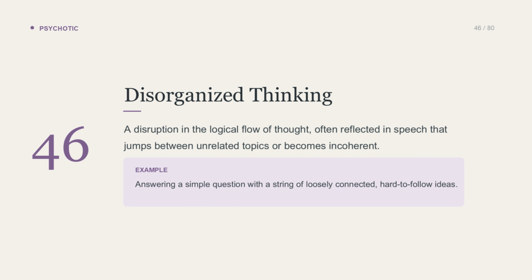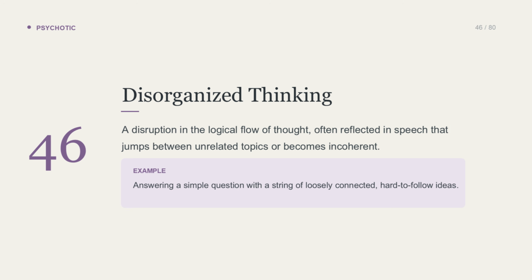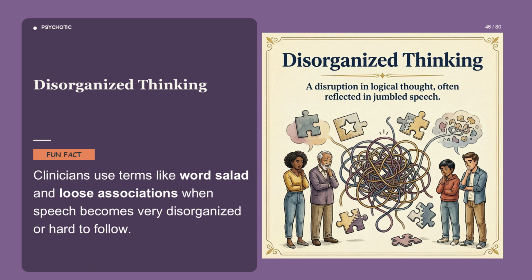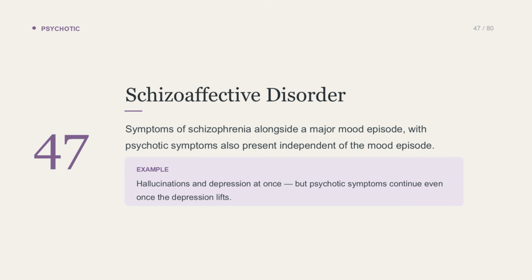46. Disorganized thinking. Disorganized thinking refers to a disruption in the logical flow of thought, often reflected in speech that jumps between unrelated topics or becomes incoherent. For example, a person with disorganized thinking might answer a simple question with a string of loosely connected, hard-to-follow ideas.